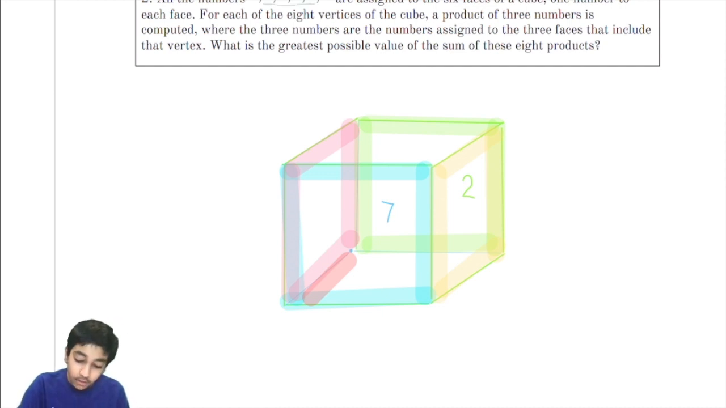So 6 is also a pretty big number, right? So what do we multiply by 6? Let's just say the 6 goes on the yellow face to the right.